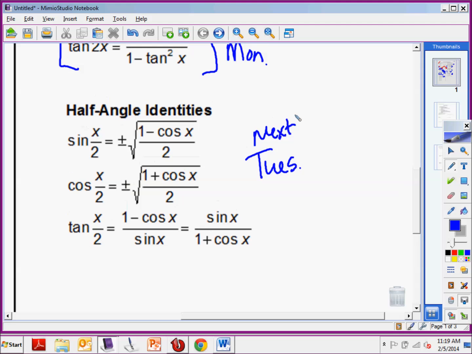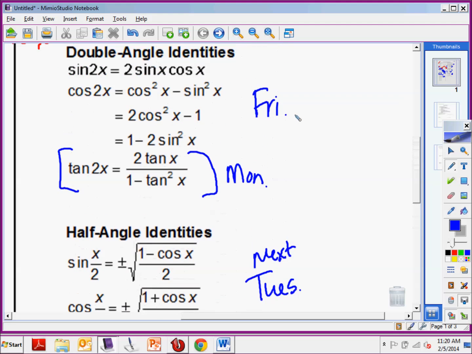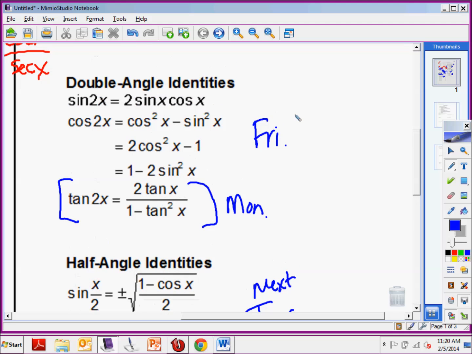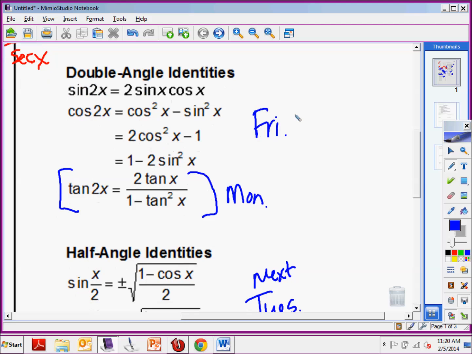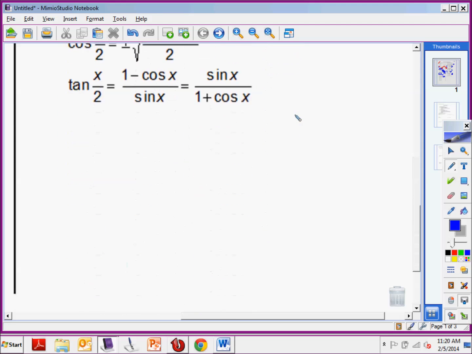I think the next few identities you will feel a little better about because you're going to end up with a numerical value, which I think you guys will like. Maybe, maybe not. We'll see how it goes.